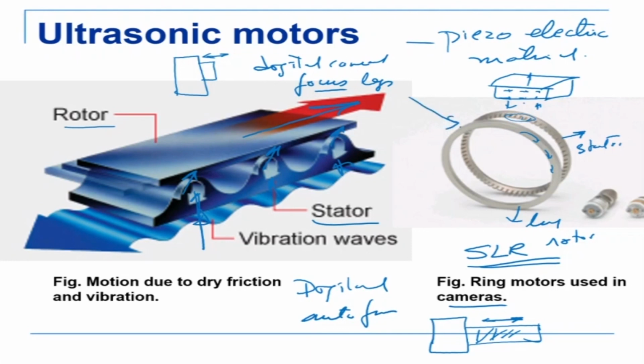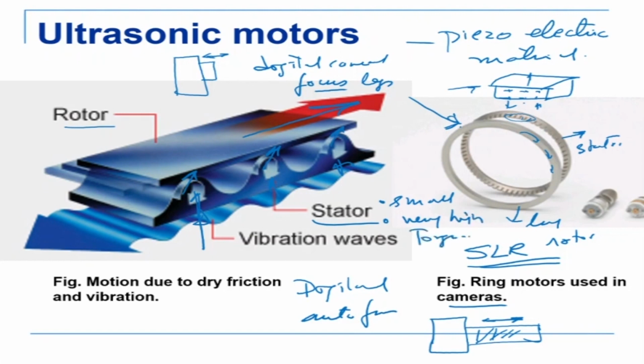Now this is a piezoelectric material, so it is independent of size. You can make it very small and it will still work. So you can have these ultrasonic motors which are very small in size, placed inside the camera, but they are very strong, with very high torque.